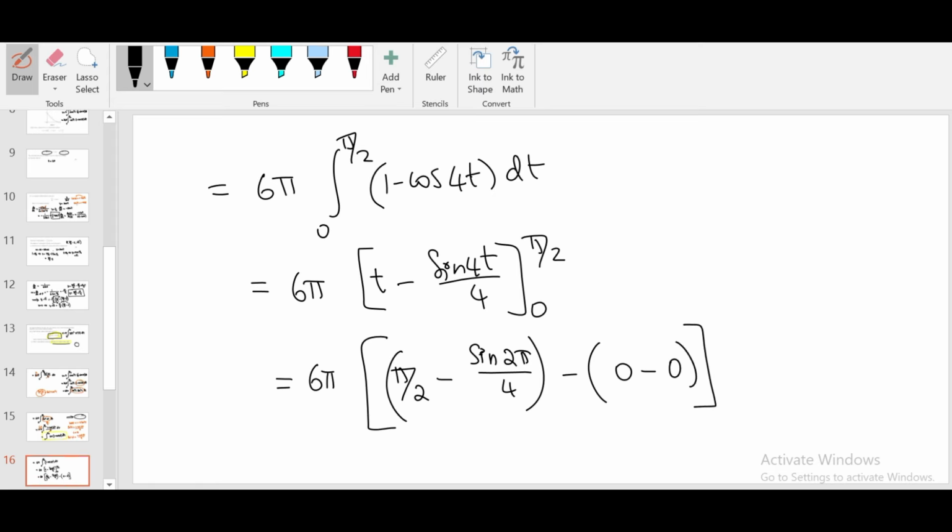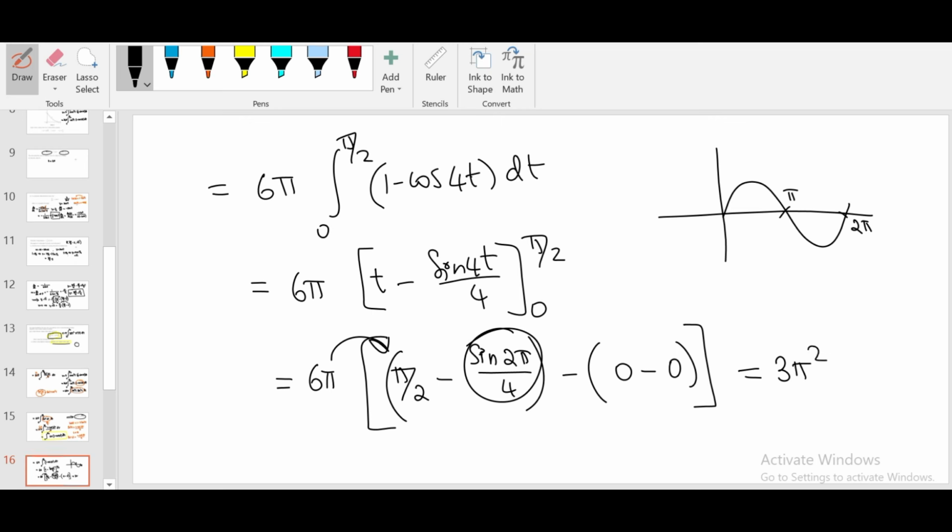What's the value of sin 2 pi? Sin 2 pi is also 0. You can use your calculator. Sin pi is 0, sin 2 pi is also 0. So this whole thing is 0. So you have 6 pi times pi over 2, you will get 3 pi square. That's all.